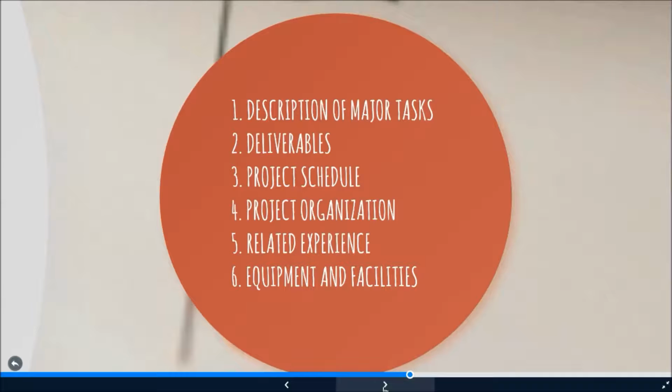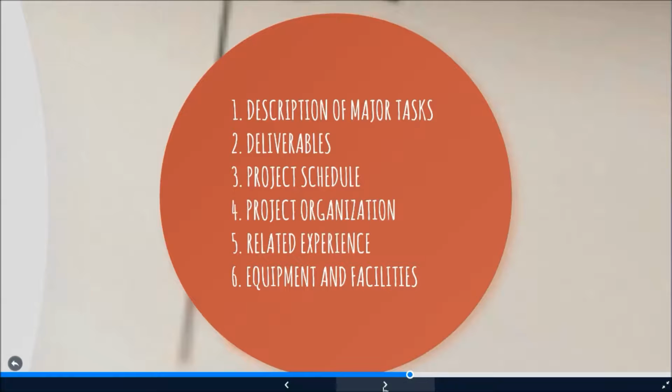Third, project schedule. The contractor should provide a schedule for performing the major tasks required to complete the project. The schedule must show that the contractor can complete the project within the time frame stated in the RFP. Often they use a Gantt chart, with the estimated duration of each task represented by a bar along a horizontal timeline, or a network diagram. Fourth is project organization. The contractor should describe how the work and resources will be organized to perform the project.